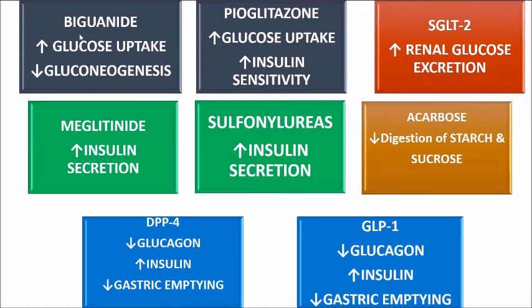So metformin and pioglitazone have a similar mechanism of action. The meglitinides and the sulfonylureas have a similar mechanism of action, and dipeptidyl peptidase inhibitors and glucagon-like peptide 1 agonists have a similar mechanism of action. And then we have the sodium glucose transporter inhibitor and acarbose.